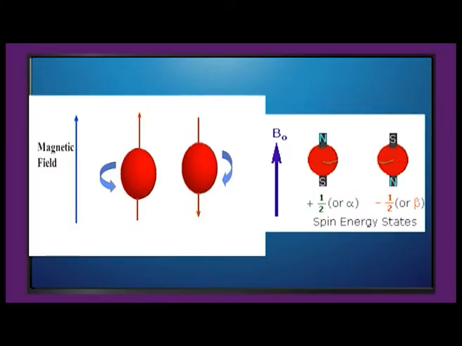Case 2, electronic spin. An electron is a negatively charged particle and spins around its own axis. A spin can be considered as a circle or a closed loop of infinitesimally small radius. Therefore, a spinning electron generates a magnetic field.